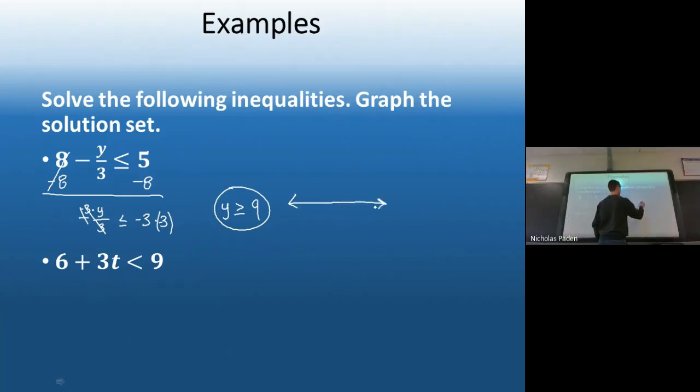Okay, so I go ahead at 9. It's going to be a closed circle because it's greater than or equal to. Greater than means I would shade to the right. Okay, so that's what my solution set and the graph is going to look like for that one.